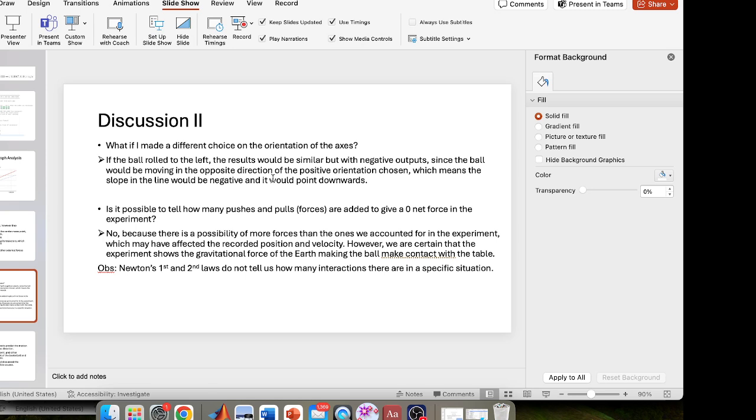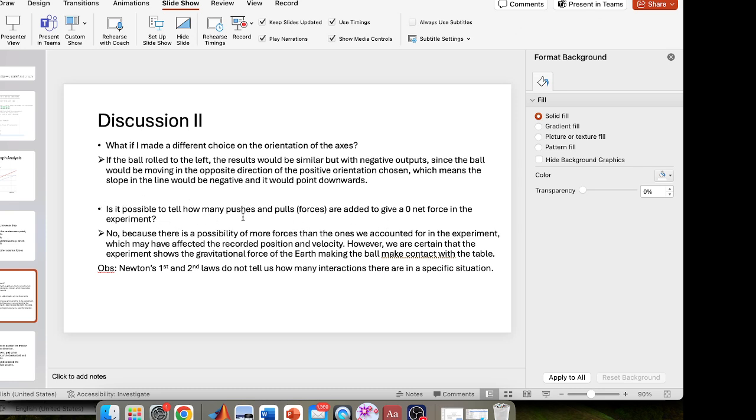Now, what if I had changed the orientation of the axis? I rolled the ball from left to right, but what if I had done so from right to left? The results would be similar, but they would have negative outputs since the ball would be moving in the opposite direction of the orientation that I had chosen, which means that the slope of the line would be negative and point downwards. However, the absolute values would be similar.